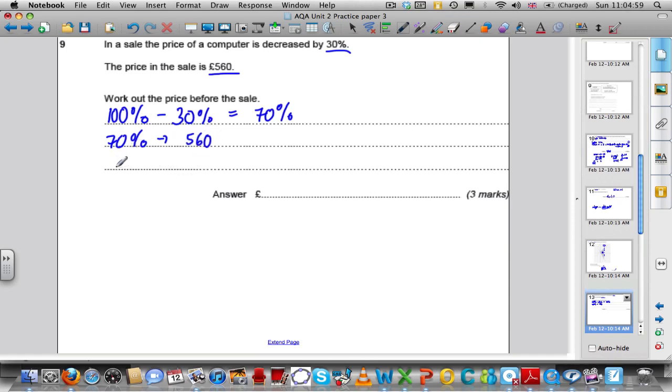Okay, so you could divide by 7 to work out what 10% is. 10% is 560 divided by 7, which is £80. So the original price of 100% must be 10 times 80, which is £800. You could just check that that actually works. What's 10% of this? It's 80, so 30% must be 240. 800 take away 240 gives me 560, the sale price.